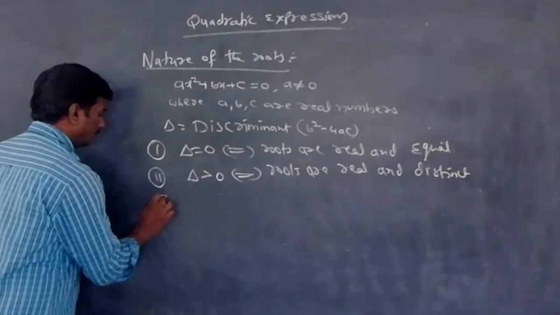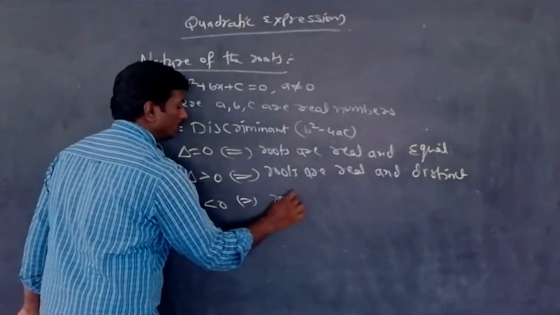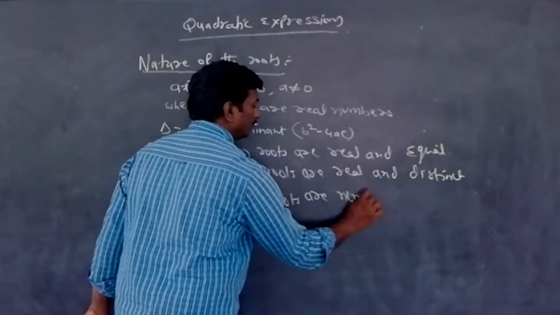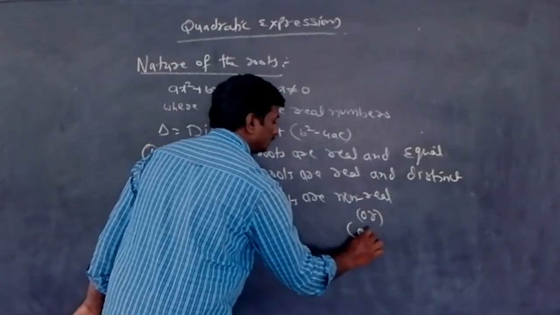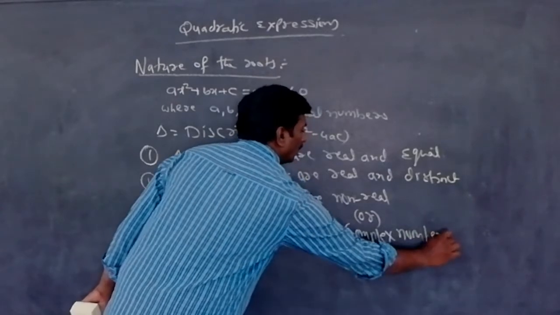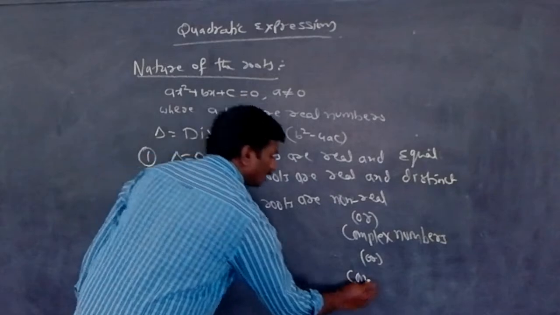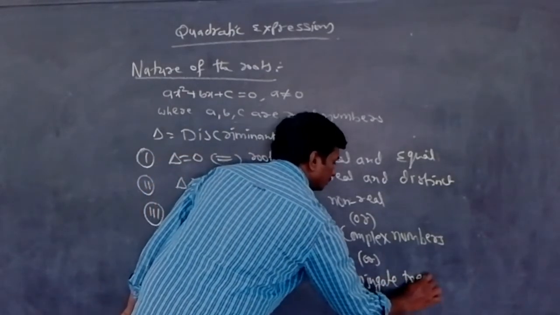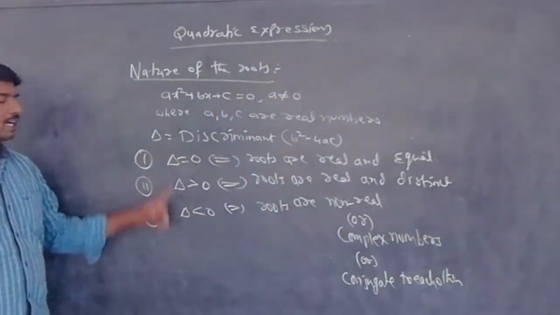Next, the third one: delta is less than 0. That is, the roots are non-real, or complex numbers that are conjugate to each other. So these are the conditions.